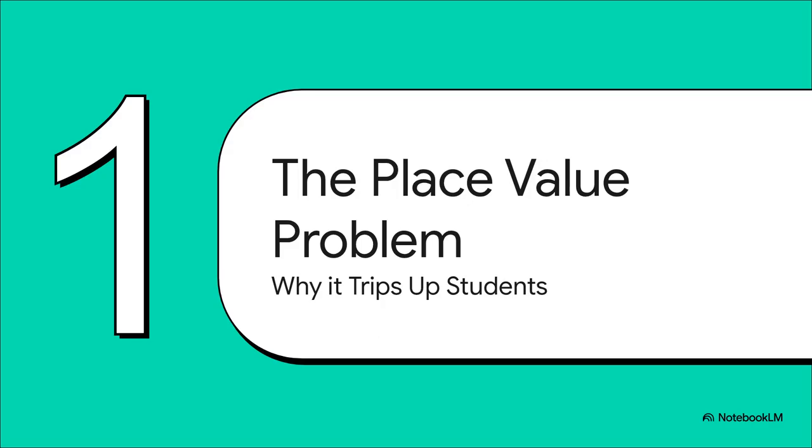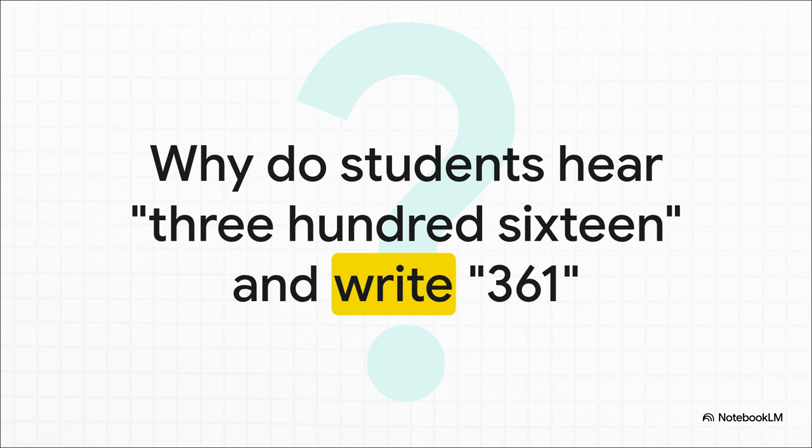Okay, so first things first, let's talk about the problem. This is a hurdle that pretty much every educator and probably every parent has seen. It looks so simple on the surface, but it actually points to a really deep gap in understanding. You've seen this happen, right? A student hears the words 316, and what they write down is 361. Now, this is not just a careless mistake. It's a huge clue. It tells us the student is hearing the words, but they aren't grasping the value behind them. They're just treating numbers like a string of sounds, not a system. And our job is to build that bridge.